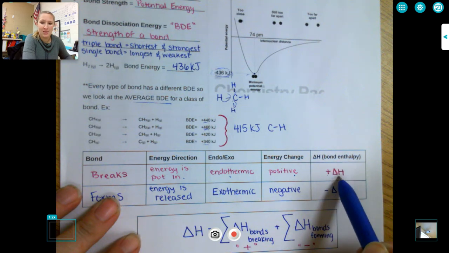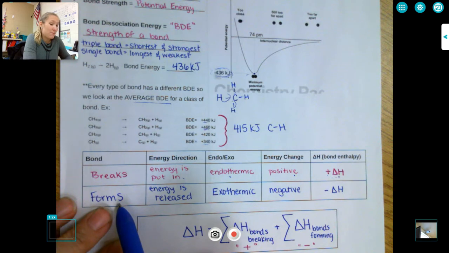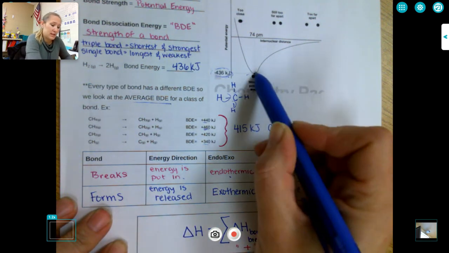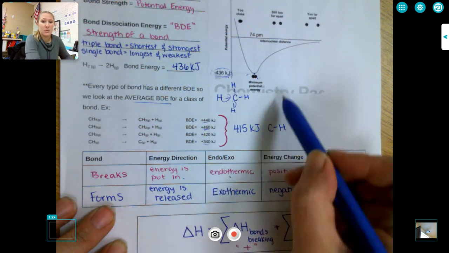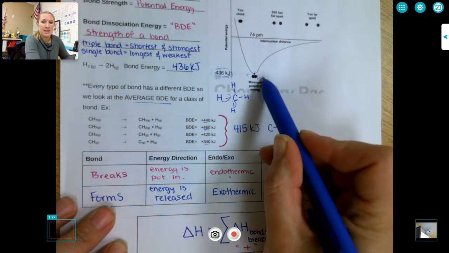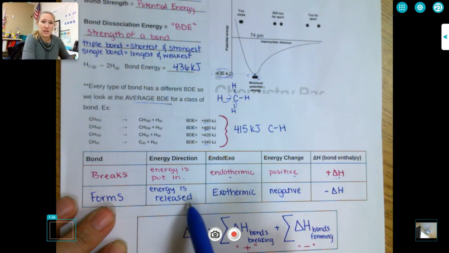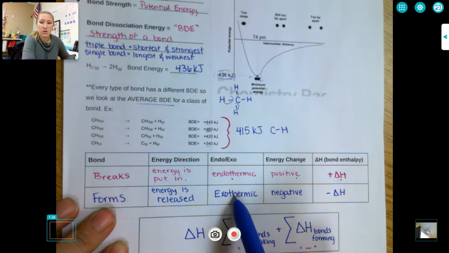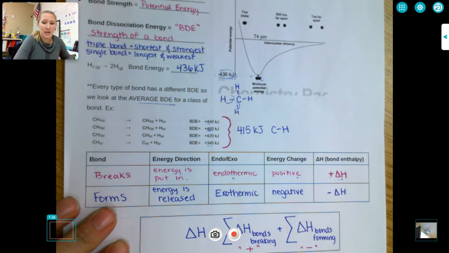or positive bond enthalpy. Conversely, if I'm forming a bond, bonds want to be formed, right? They want to be at this low energy. So energy is released. I released energy to get here, right? We know it's at a negative potential energy. Energy is released. If I'm releasing energy, that's exothermic. Therefore, my change in energy is negative, which results in a negative delta H.